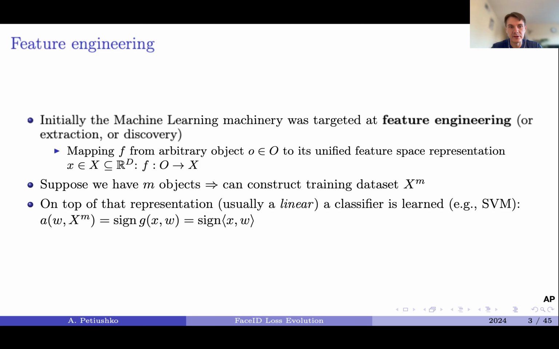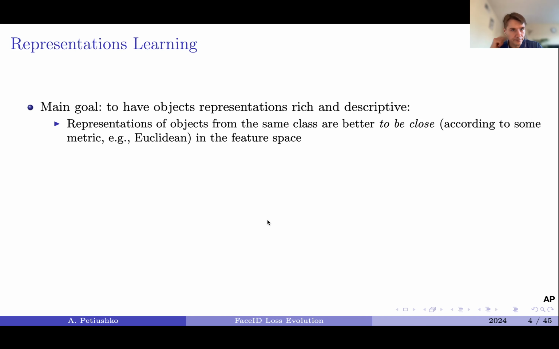If we are talking about the linear classifier, this is the sign of g(x, w), and usually this discriminant function g is just a dot product or scalar product of x, which in our case is the representation of the object, and the vector of parameters w. Usually we use the angled brackets notation for the dot product, or it can also be written as x dot w. This is the same. This is feature engineering.